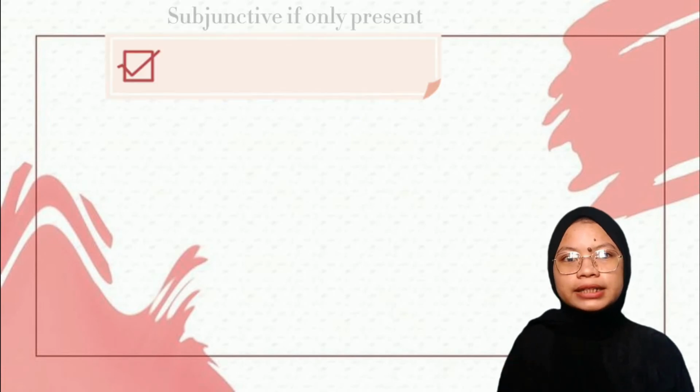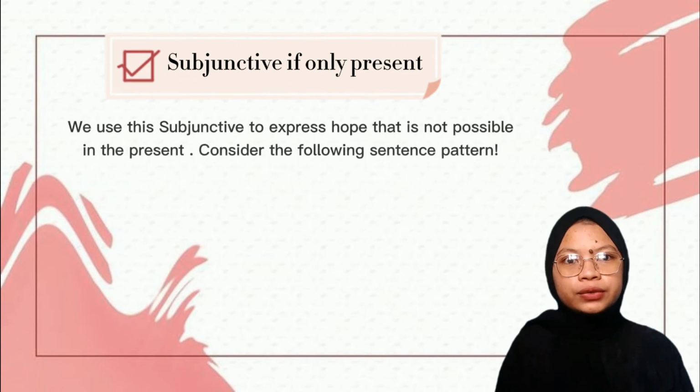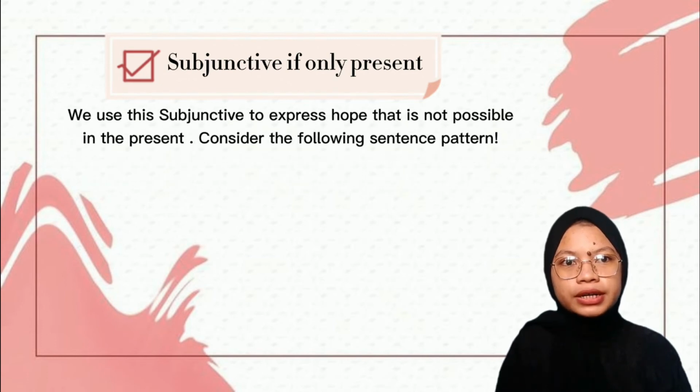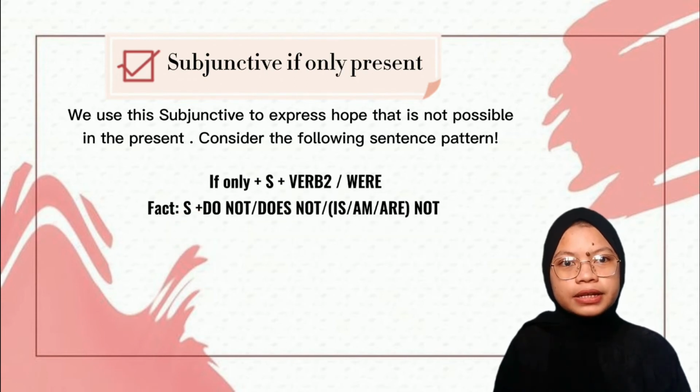Okay, 1. Subjunctive if only present. We use this subjunctive to express hope that is not possible in the present. Consider the following sentence pattern. If only plus subject plus verb 2 or to be were. Fact: subject plus do not or does not, is, are, or not.